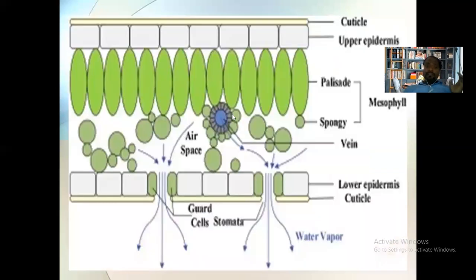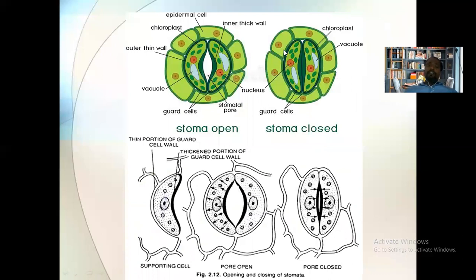You can see this is the water. Water from the vascular bundle will enter into the intercellular spaces, and now from intercellular spaces will enter into the stomata, and you can see this is the structure of the stomata. This is the opened stomata and this is the closed stomata.